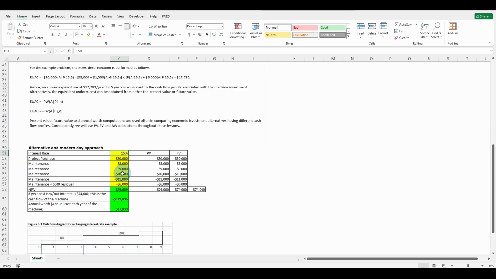As I said, it's going to be 8, 9, 10, 11 grand. And then I took the 12 grand plus the 6 grand. So the 12 grand would be maintenance for year 5. Then we're going to sell this thing. The net present value is really simple, really simple.